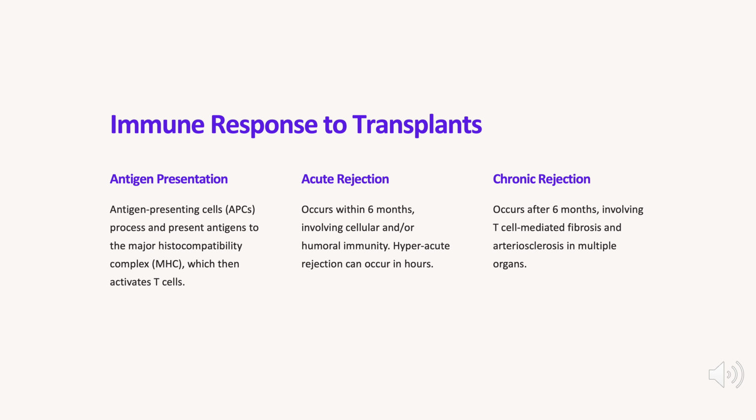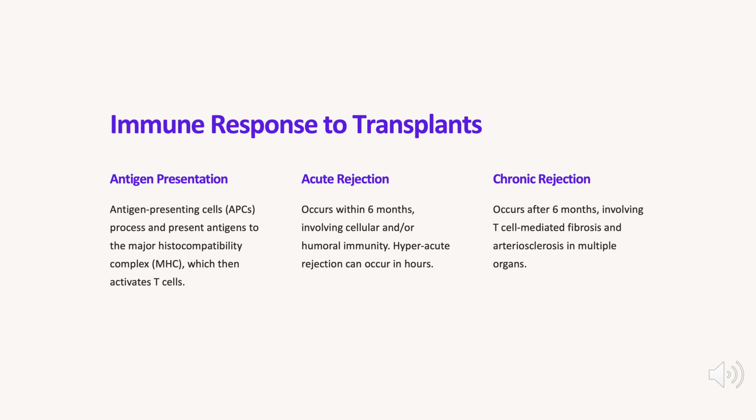The immune response to transplants involves intricate processes that can influence the success or failure of the graft. Here are key components. 1. Antigen-presenting cells, APCs. These cells play a pivotal role in the immune response by processing and presenting antigens to T cells via the major histocompatibility complex, MHC. This interaction triggers an immune response against the graft.